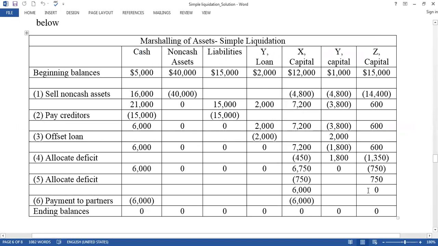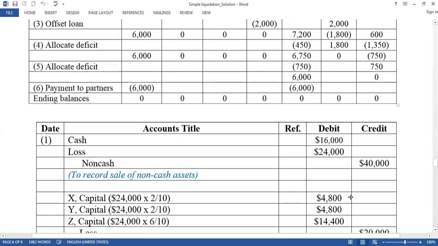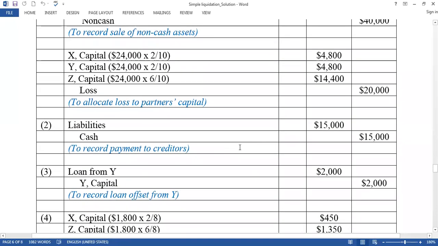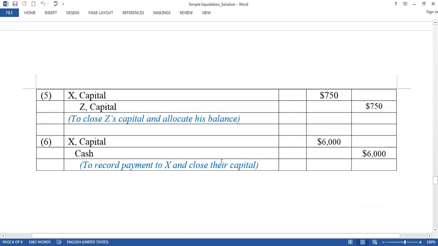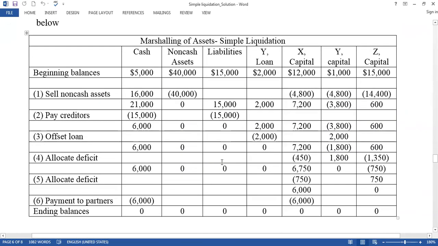So this is the solution. You can find your mistake if you have one. You can find out your mistake by yourself. Then you can understand, because every concept I already explained here. And you also have the journal entries for you. If you read the journal entries, it will help you also to solve this question.